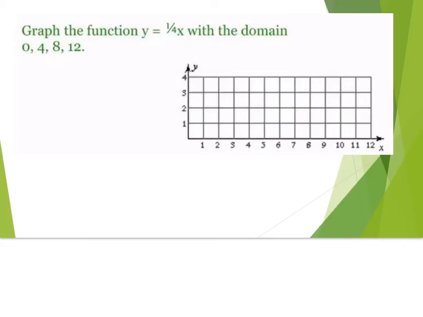Alright, let's take a look first at a function. I have the function here of y equals 1/4 x. Remember last class we talked about what's called a function rule. This right here represents that specific function rule, where x again is my input and y again is my output. And it wants me to graph this function given the domain of 0, 4, 8, 12.